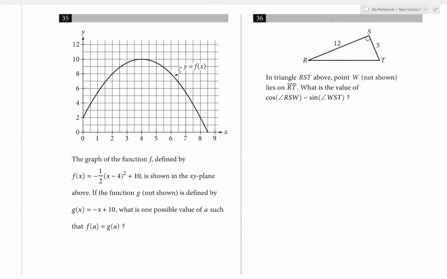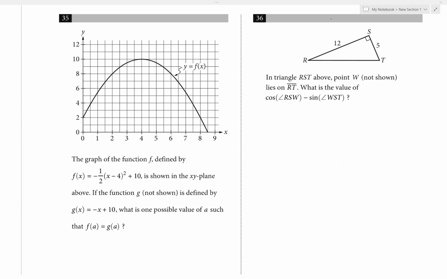All right, number 35. The graph of the function f defined by f of x equal to -1/2 times (x minus 4) squared plus 10 is shown in the xy plane above. If the function g, not shown and defined by g of x equal to -x plus 10, what is one possible value of a such that f of a equal to g of a?